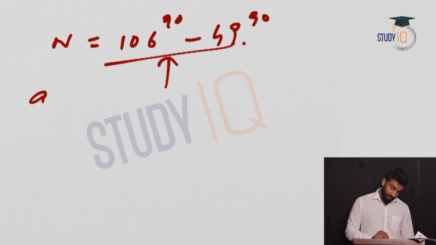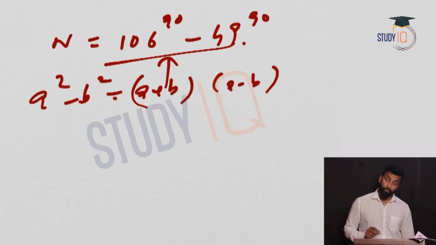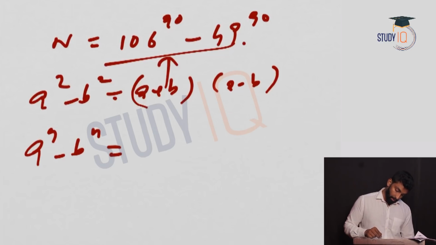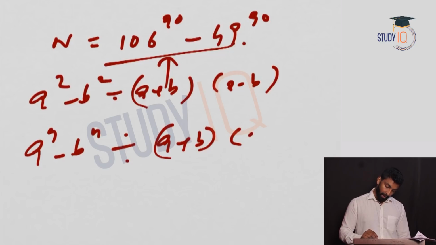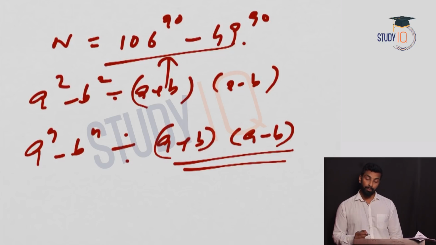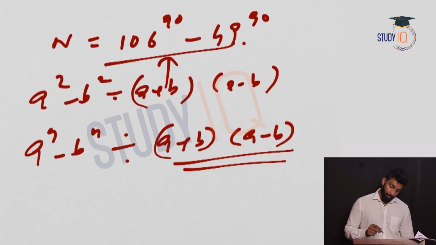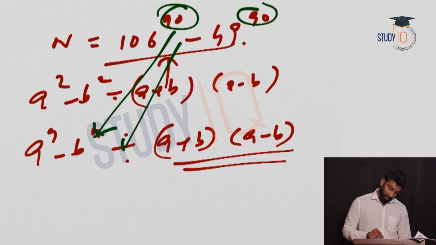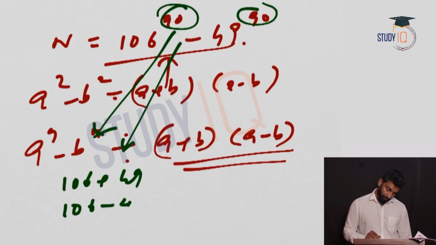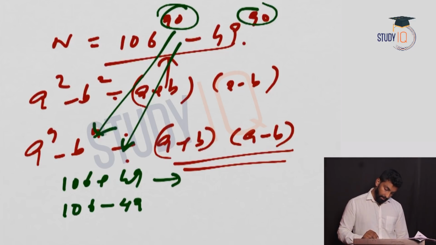You know the basic thing, right? A square minus B square is equal to A plus B into A minus B. Or if you want to generalize, A raised to n minus B raised to n will be divisible by A plus B and A minus B. So here, this number must be divisible by 106 plus 49 and 106 minus 49. That means this is 155 and this is 57.